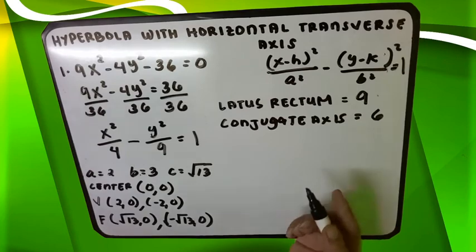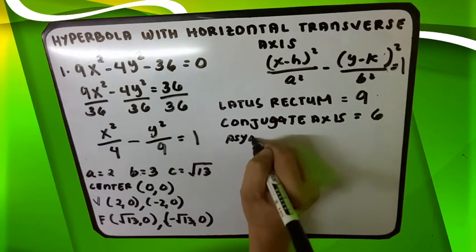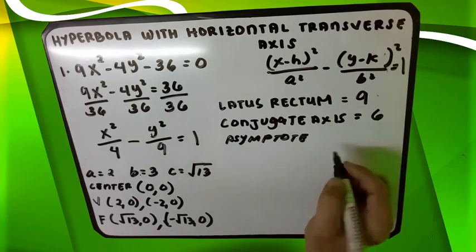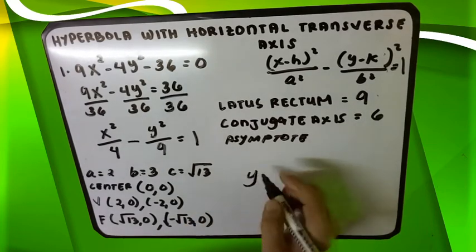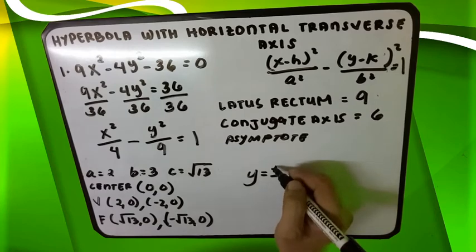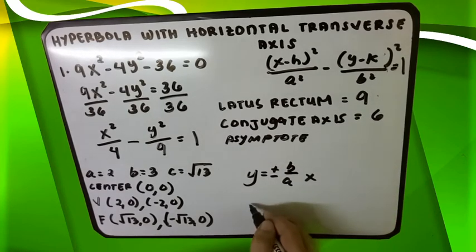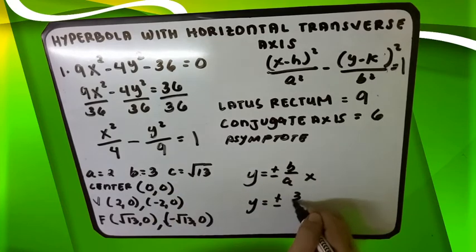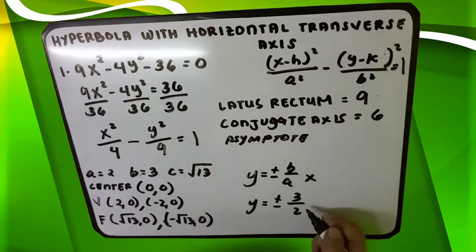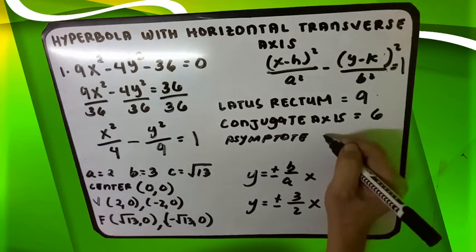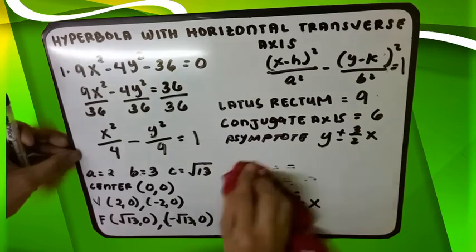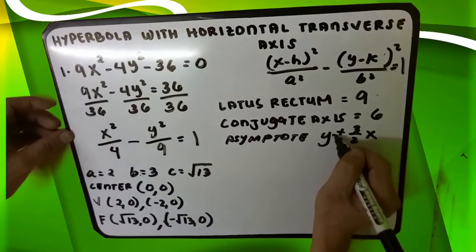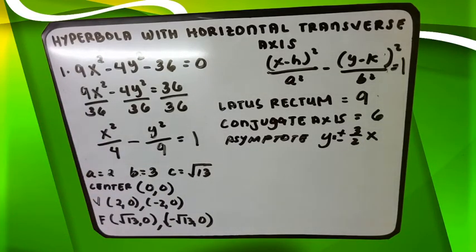Next, equation of the asymptote. So that is y equals plus minus b over a x. So y equals plus minus, ang b natin is 3, ang a natin is 2x. So sabihin, that is y equals plus minus 3 halves x. So that is the, walang equal pala, y equals plus minus 3 over 2x.